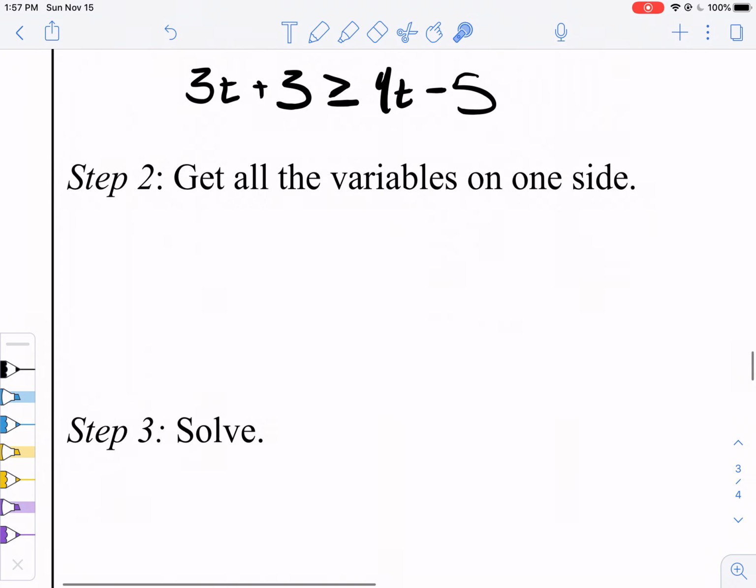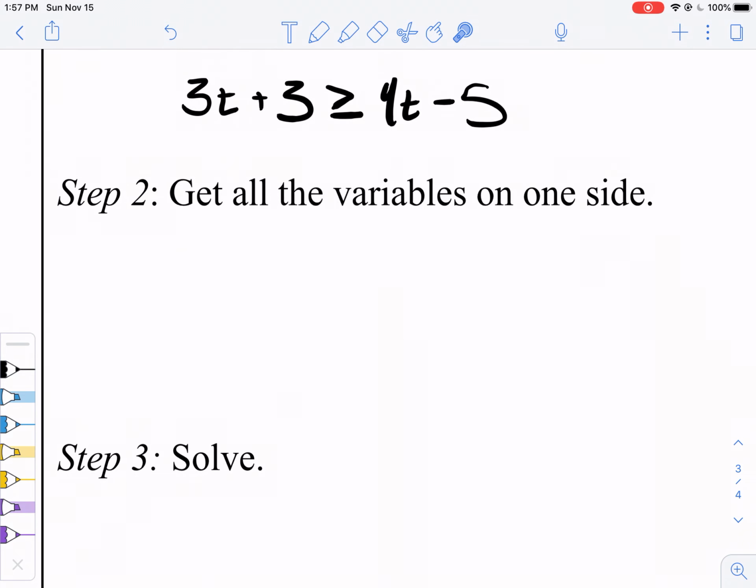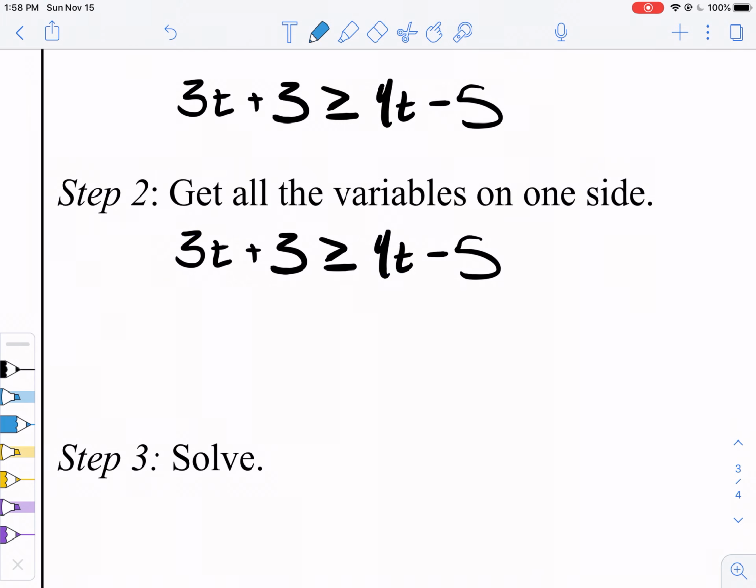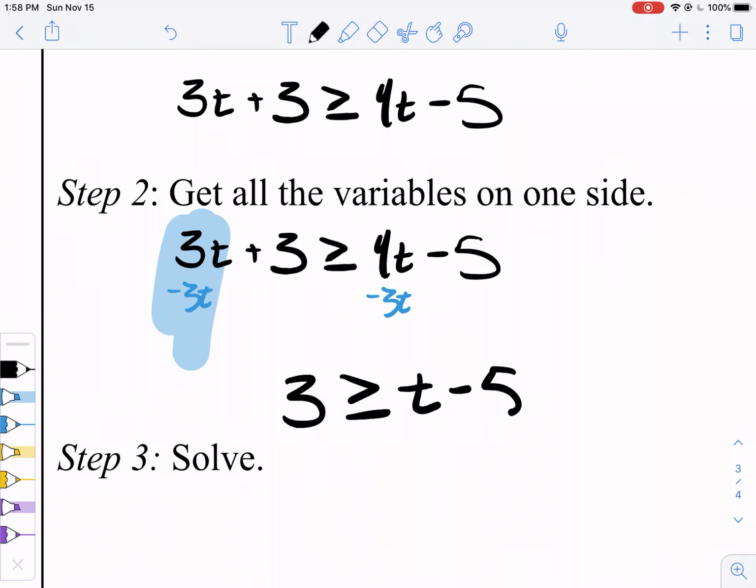Next, we want to take this guy and get all the variables to the same side. So what I'm going to do is subtract this 3t from both sides. If I just copy this down here real quick. And I'm subtracting 3t from both sides. This will get the variables on just one side. So those cancel out, leaving us with just 3 is greater than or equal to t minus 5.